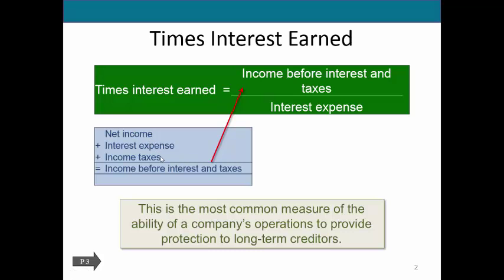Now, if you were given a multi-step income statement rather than just a single-step income statement, you would have a line item that already tells us the income before interest and taxes. But if you weren't given this information, you would just add back these two items to get the numerator for the times interest earned ratio.